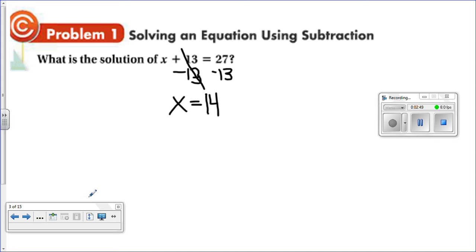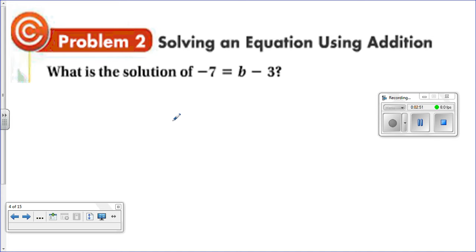Okay? Let's try another one. What's the solution to negative 7 equals b minus 3? So again, the solution is we're trying to get b all by itself. So the inverse of subtracting 3 is adding 3. And if we do that to both sides, remember we have to do it to both sides.